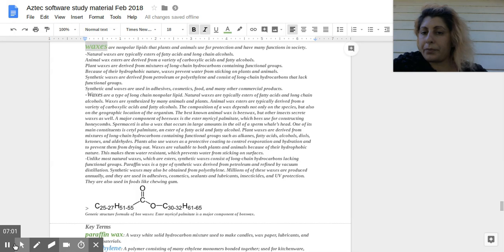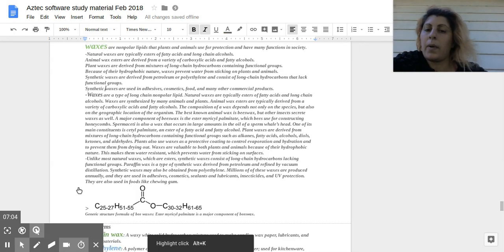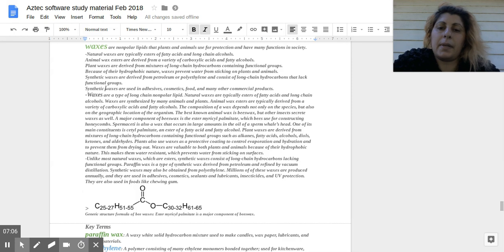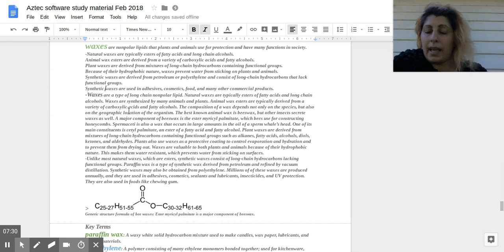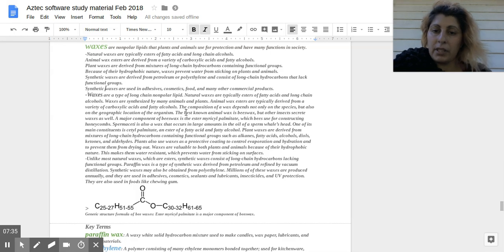Synthetic waxes are used in adhesives, cosmetics, food, and many other commercial products. Waxes are a type of long-chain nonpolar lipid. Natural waxes are typically esters of fatty acids and long-chain alcohols. They're synthesized by many animals and plants. Animal wax esters are derived from a variety of carboxylic acids and fatty alcohols. The composition of a wax depends not only on the species but also on the geographic location of the organism.